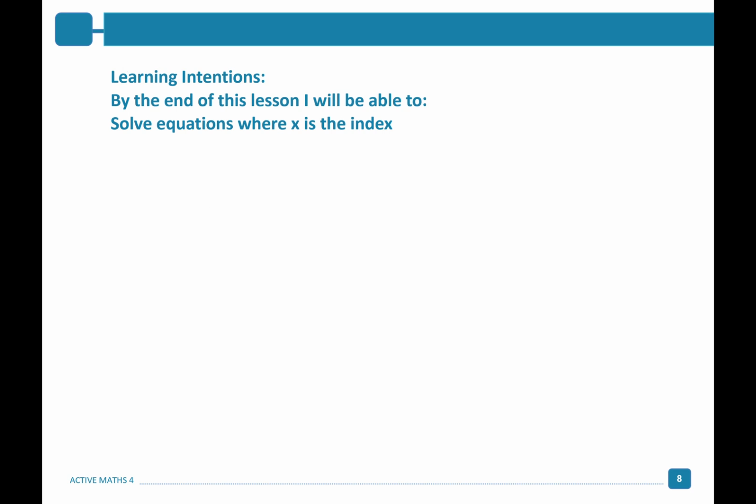Hi guys, so today we're looking at solving equations where x is our index. So by the end of this lesson, you should be able to solve equations where x is the index. For all of these questions, you should have page 21 of your log tables opened, as you will be using your indices rules throughout to simplify your equation.